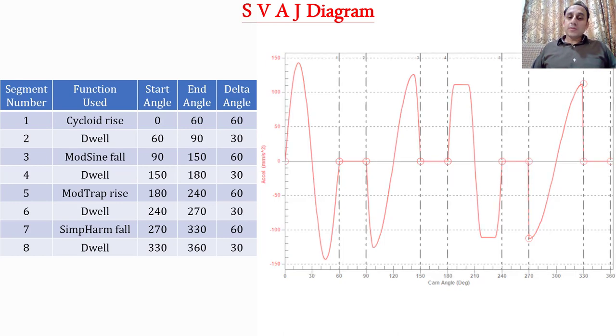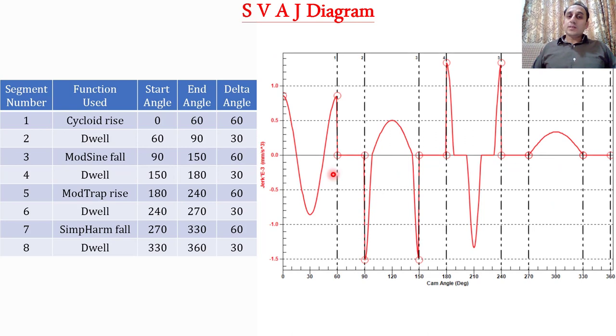So after acceleration, what do we have? We have this jerk function. You can see that this jerk function is discontinuous. This is the rise, and then it moves from here to here. There is a discontinuity after the rise and before the dwell. Then once again, it's discontinuous here. It's zero, and then there is a discontinuity.